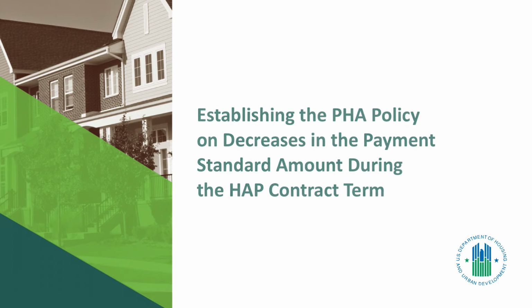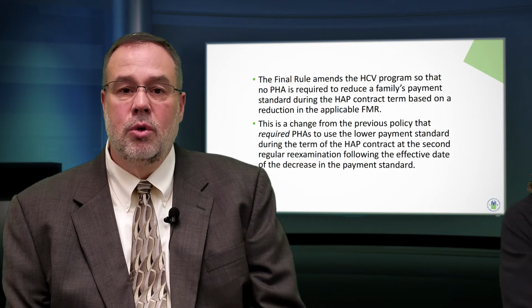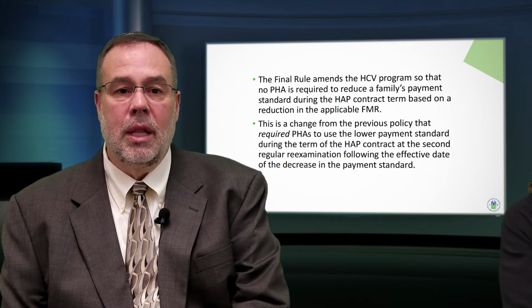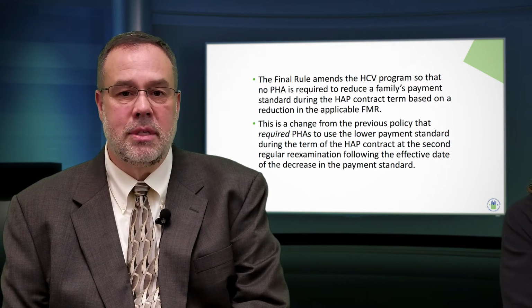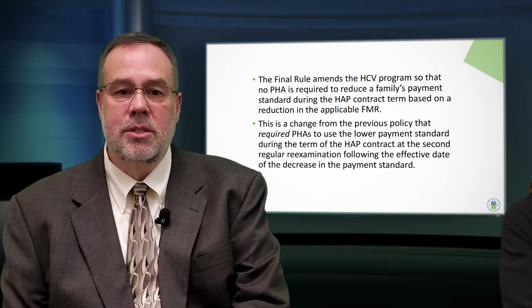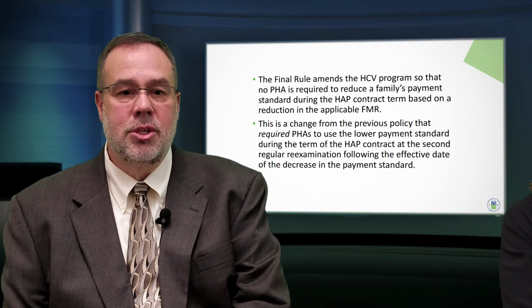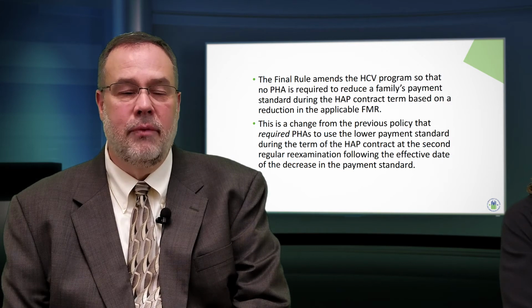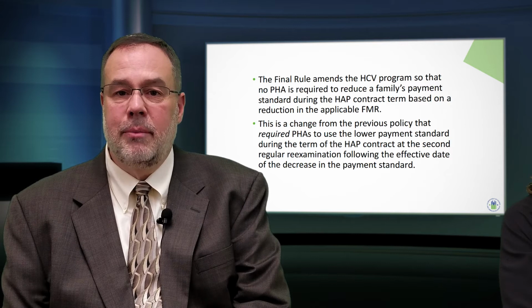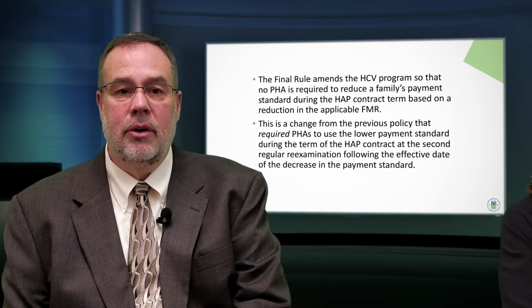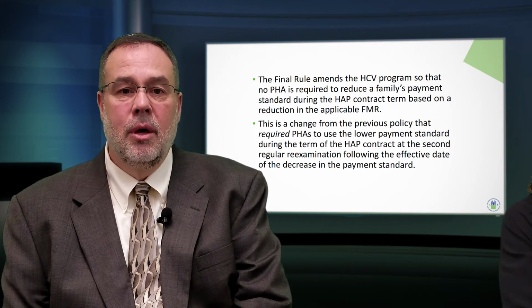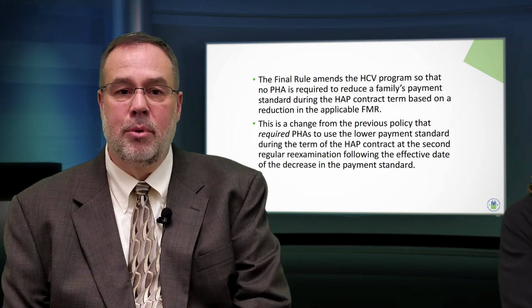Establishing the PHA policy on decreases in the payment standard amount during the HAP contract term will be important as PHAs transition to small area FMRs, which will likely result in lower payment standards in the lower cost areas of a PHA's jurisdiction. HCV families searching for units will be impacted by this change if adjustments in payment standard amounts affect the number and location of rental units available to them. HCV families who are already under HAP contract in areas where payment standards decrease may choose to move to higher cost areas, but some will opt to stay in their current units and neighborhoods.